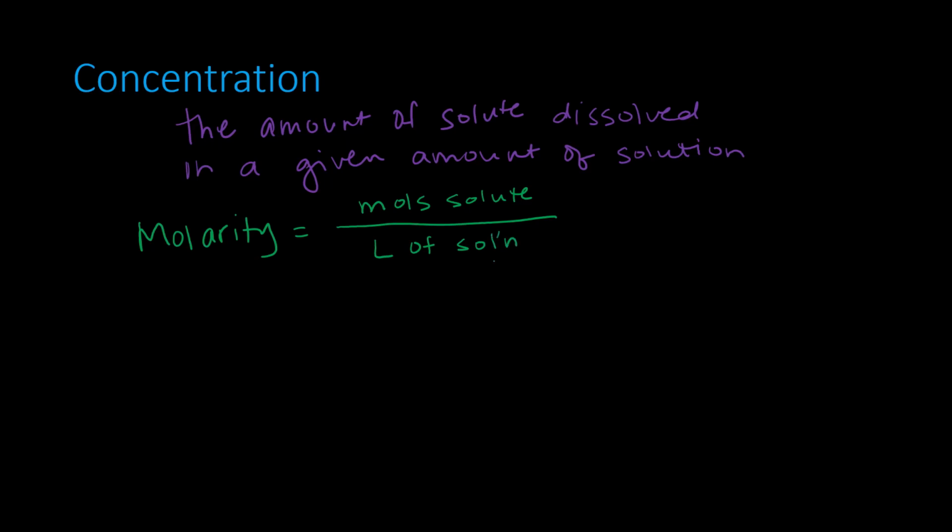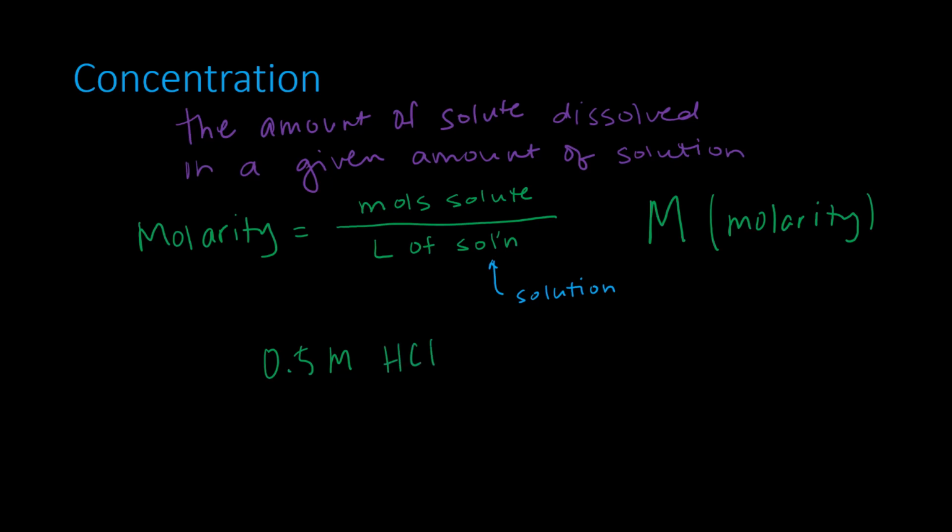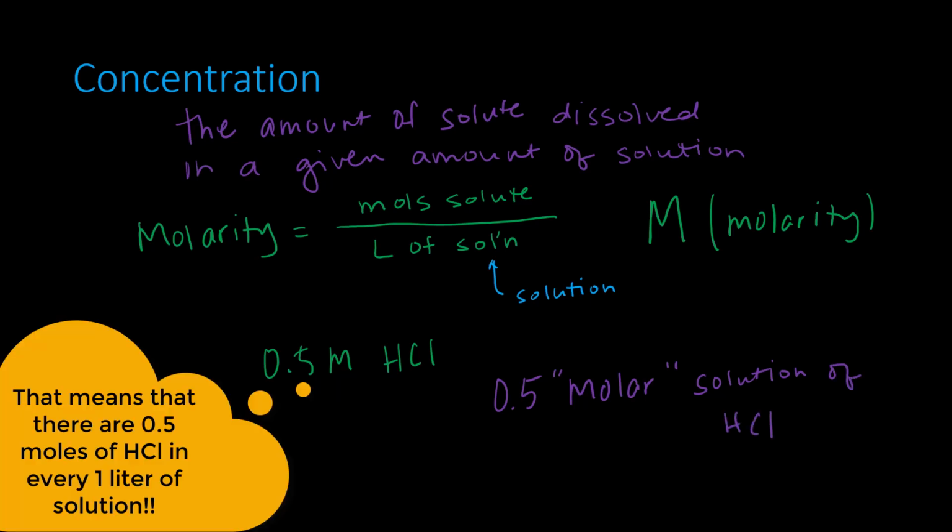Now that right there is just an abbreviation for solution. It's very commonly used. All right, so to find the molarity of a solution, we would just take the moles of the solute and divide it by liters of the solution. The abbreviation for that would be the capital letter M, and that means molarity. So if we have a 0.5 molar solution of, let's say HCl, then we say 0.5 molar solution of HCl. That's what the big M stands for.